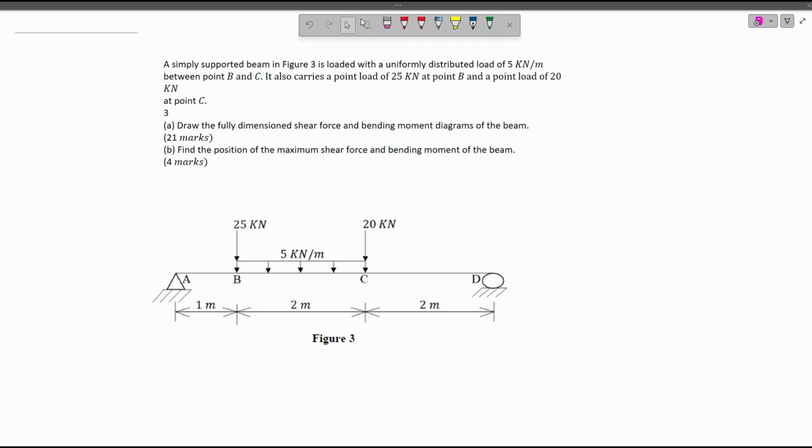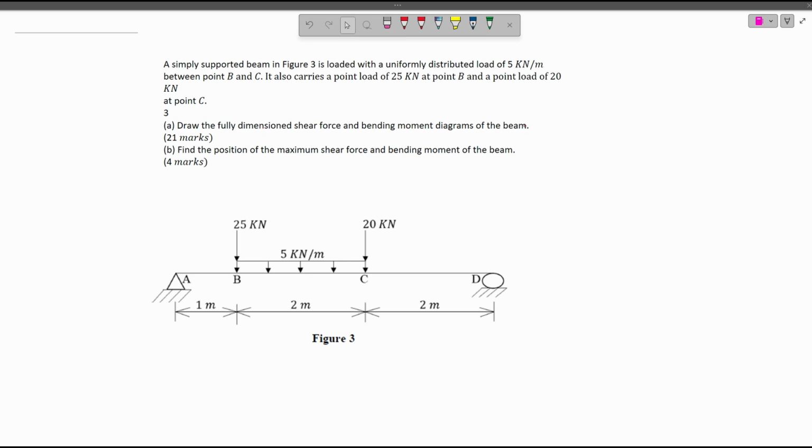Shear force and bending moments. We are given a simply supported beam in figure 3, and it's loaded with a uniformly distributed load of 5 kN per meter between point B and C. It also carries a point load of 25 kN at point B and a point load of 20 kN at point C. The first question says, draw the fully dimensioned shear force and bending moment diagram of the beam.